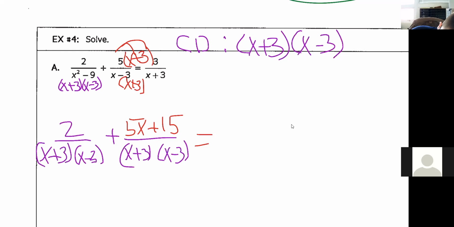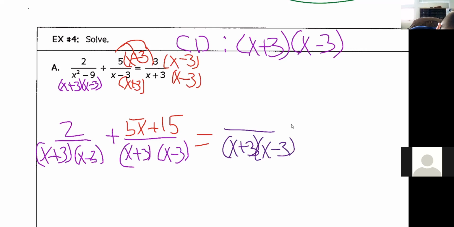Oops, let me change the color back. So we want this common denominator. Oops, I used a different shade, but oh well. So if you look, this last fraction, we're going to have to multiply it by the x minus 3 binomial. And if you want to go ahead and distribute that 3, save a little bit of time.